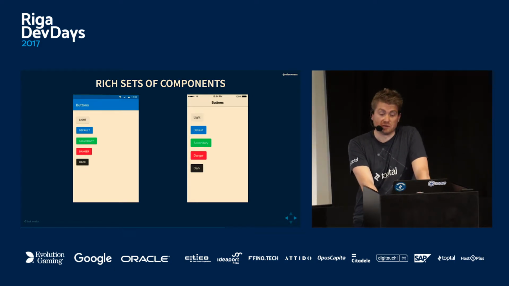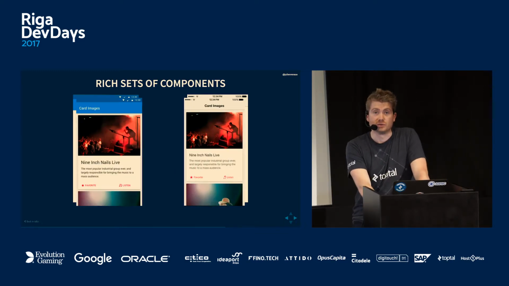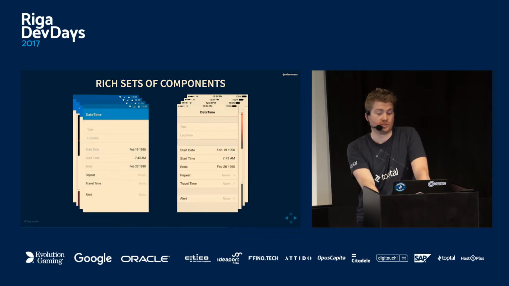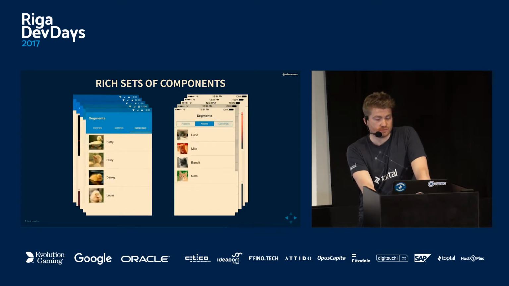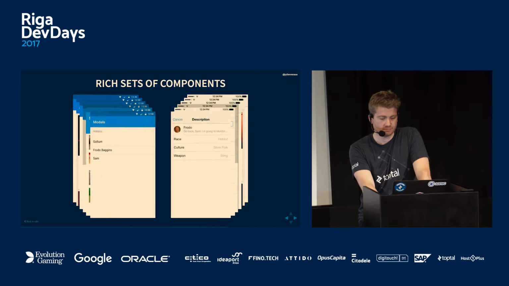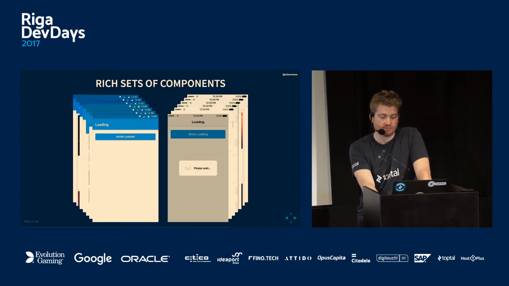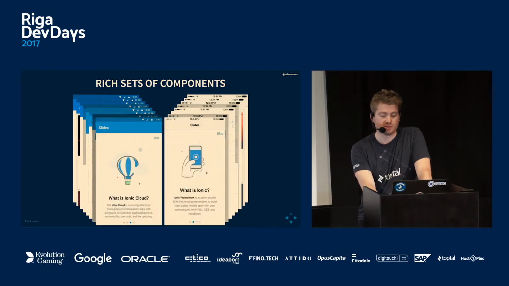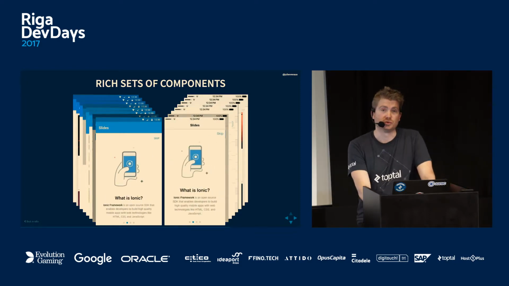We also have cards, icons, and as you can see also here, even icons are different per platform. Date picker, segments, which is a popular UI on iOS. We have modals, loadings, and slides to create some tutorial if you want. So with Ionic, you get the majority of components you might need to create a good user experience.